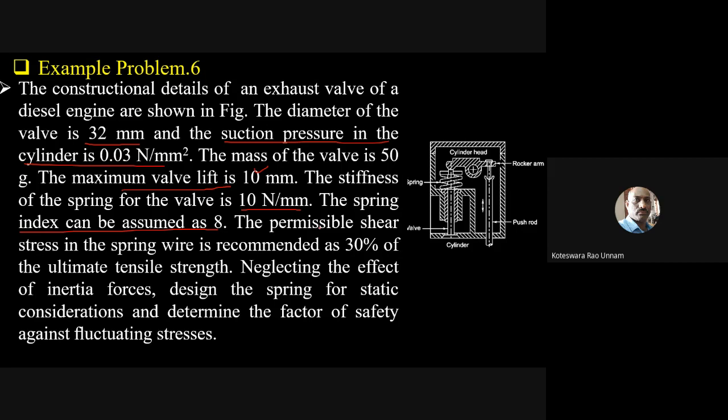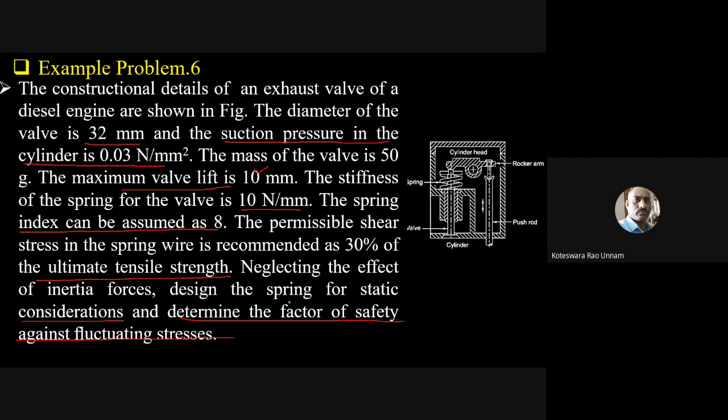The permissible shear stress in the spring wire is recommended as 30% of the ultimate tensile strength. Neglect the effect of inertia forces. Design the spring for the static considerations and determine the factor of safety against the fluctuating loads. So that means he has given two things.